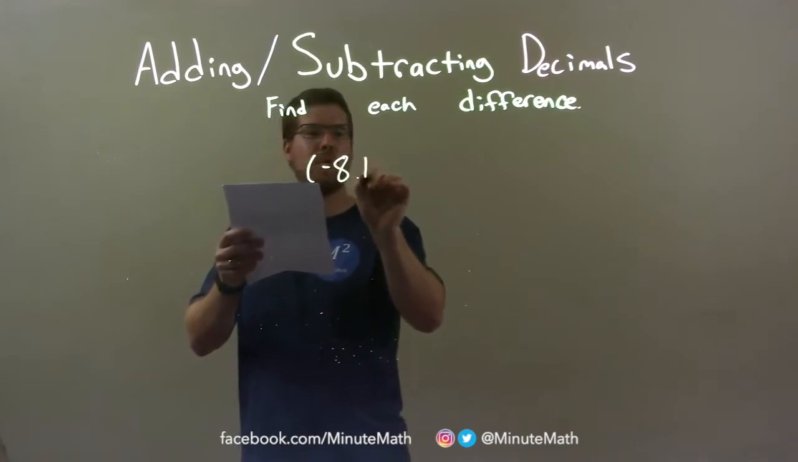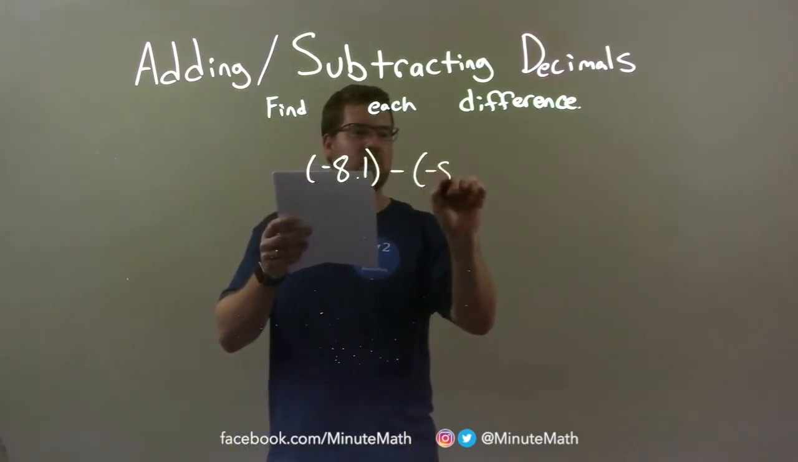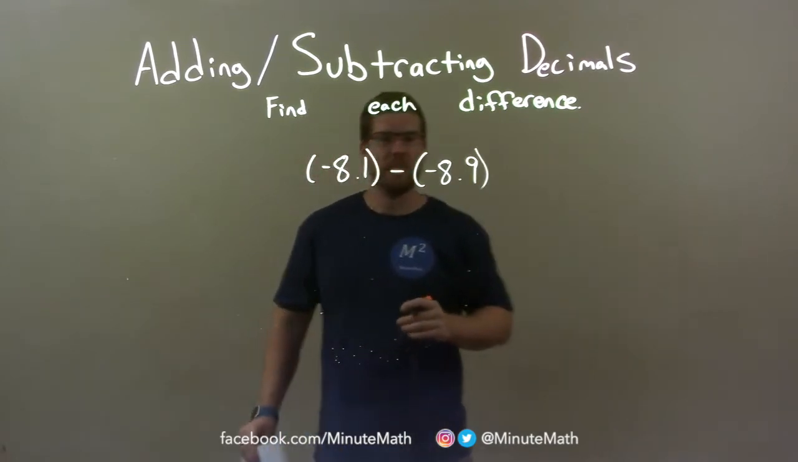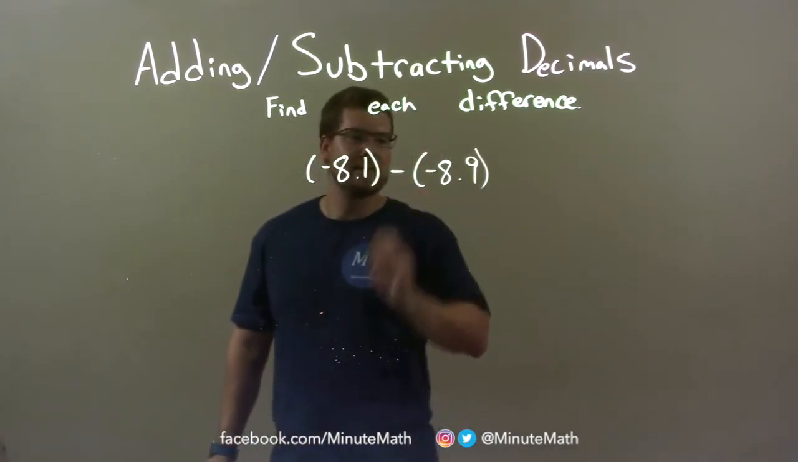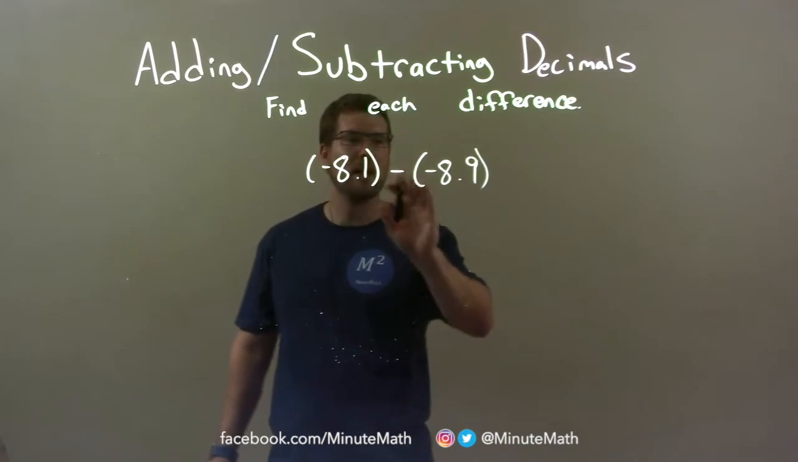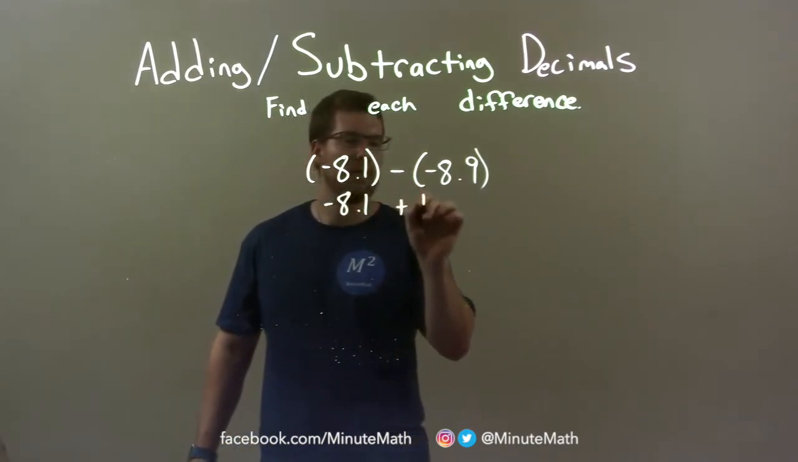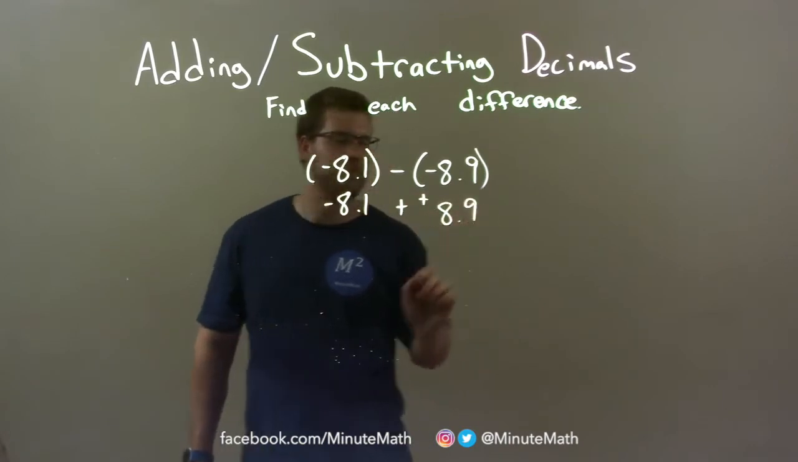Negative 8.1 minus negative 8.9, okay? Well, this one's a little tricky, okay? Because we have subtracting a negative. All right, well, when we subtract a negative, we know we're adding a positive. So we have negative 8.1 plus a positive 8.9, okay?